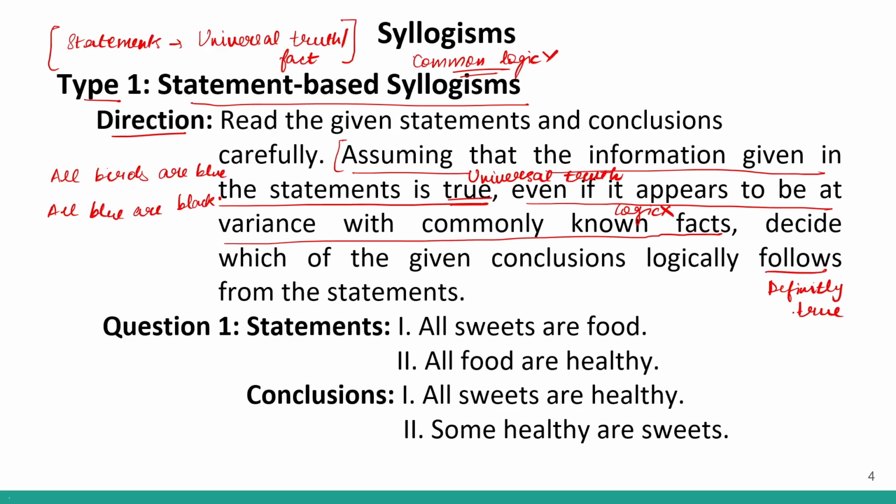So either the conclusions that are definitely true are correct, or the conclusions which state that there is a possibility are correct. This we have already discussed in the previous lecture. So if the word possibility is written and it is a possibility, then it is correct, or if it is definitely true, it is correct. In these two situations, the conclusion logically follows from the statement. Okay, so after absorbing this much information, we can move forward to the question.